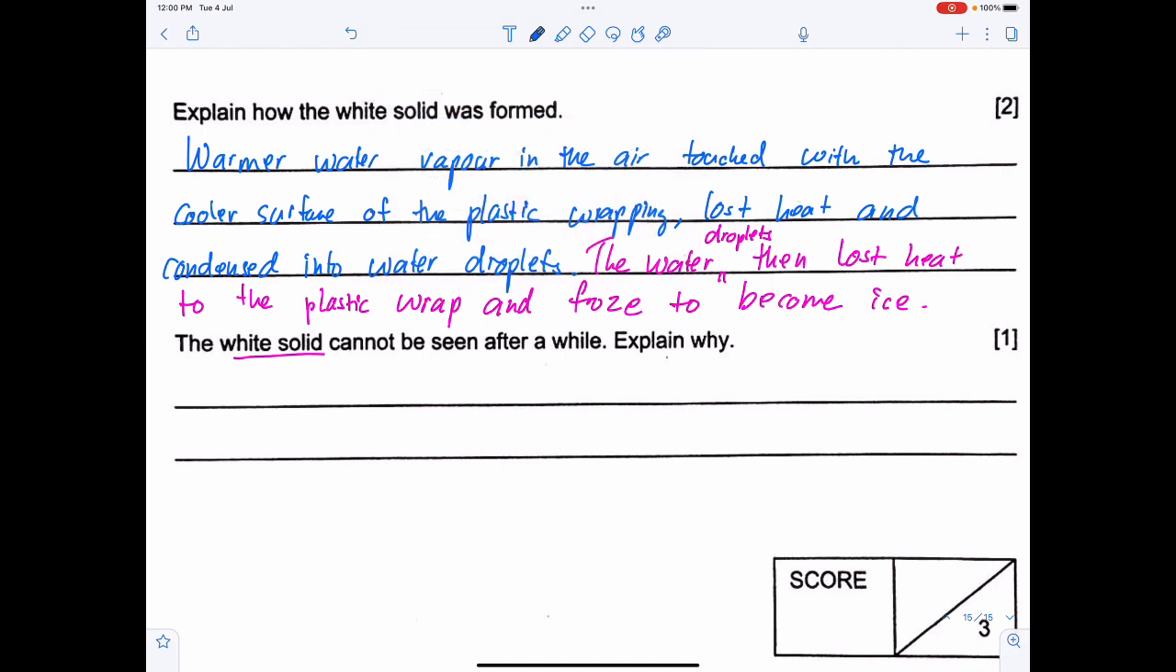So what some of you were thinking was that, oh, first it melted, then it became a liquid water droplet, and then from the liquid water droplet it actually evaporated. Okay, but because they are specifically asking for the white solid, you have to tell me what is the immediate process that caused the white solid to not be seen anymore, and that's melting. Okay, the white solid melted.